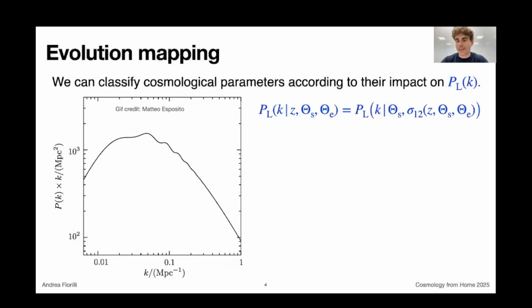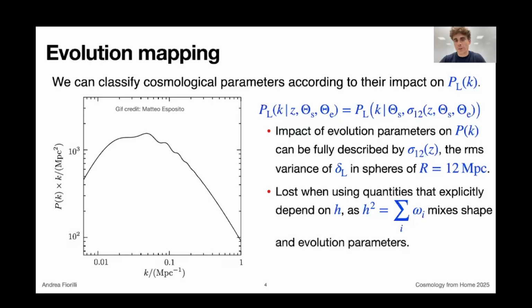This number quantifies the amplitude of the linear power spectrum, and it's what in cosmology is generally done with sigma 8, except that sigma 8 in this context won't work, because the scale on which we filter the density field depends on h. It's 8 over h megaparsec. And h is a mixture of shape and evolution parameters, and so it obscures this perfect degeneracy and this splitting of the parameters into these two sets that we just operated.